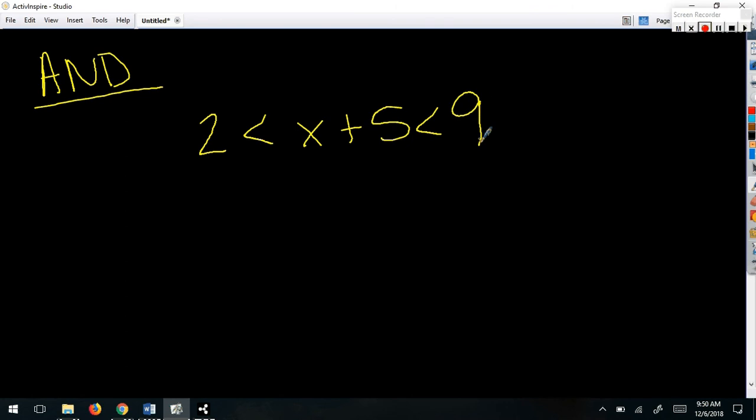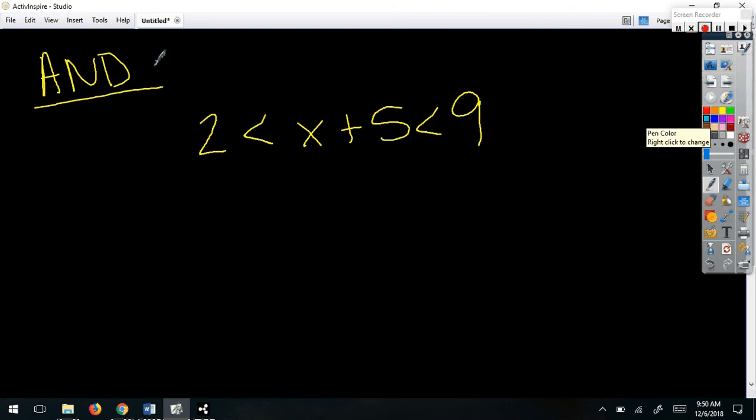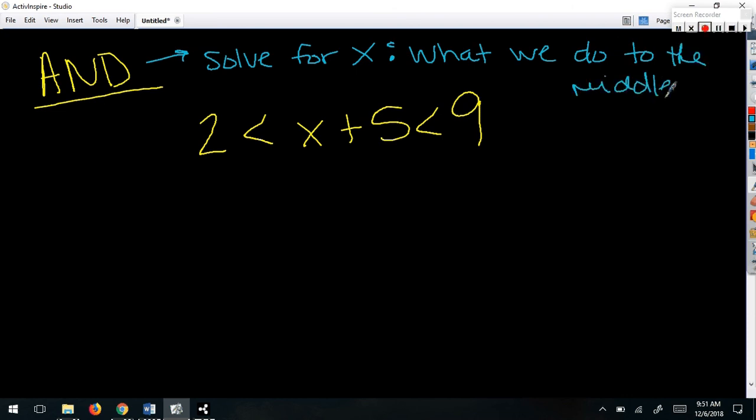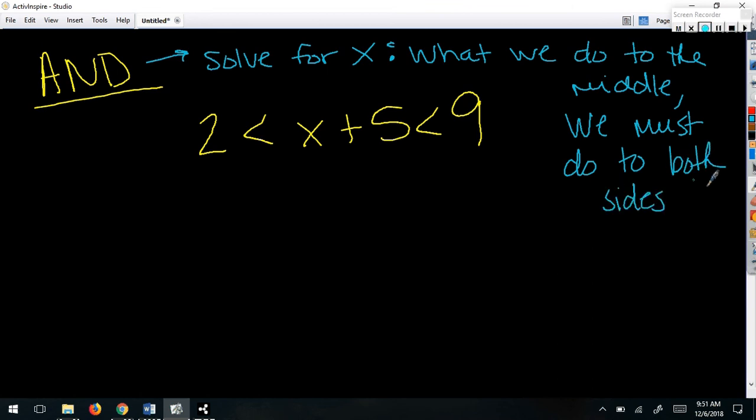If I need to solve this, here's the difference, guys. When I look at ands, I still solve for x. Okay? But you know how when we have an inequality, if we do it to one side, we have to do it to the other? Here, what we do to the middle, because that's where my x is, we have to do to both sides of an and inequality. I'll give you a second to catch up with me, and then we'll do this one.